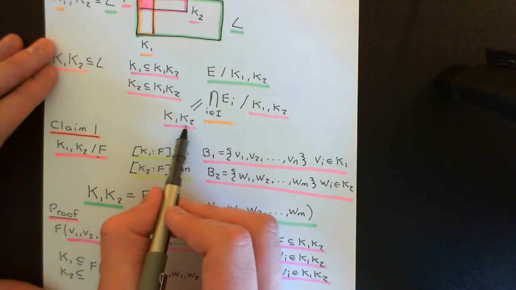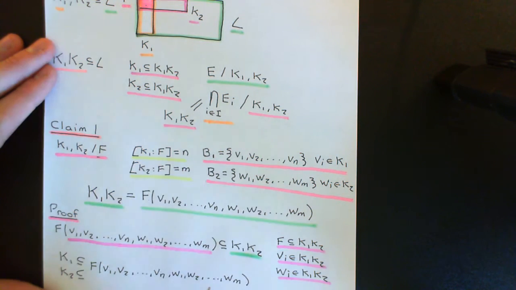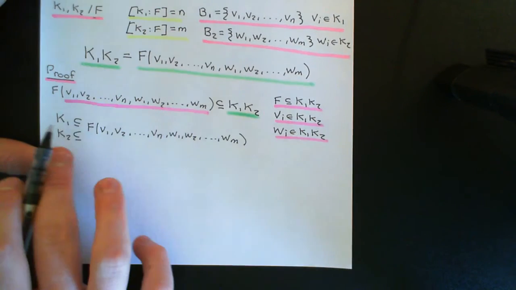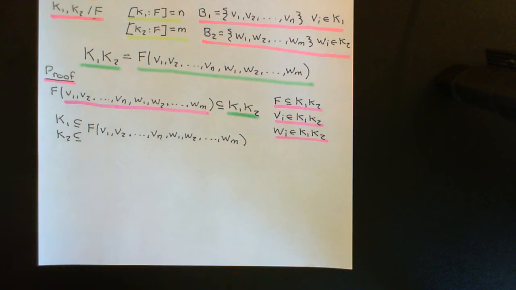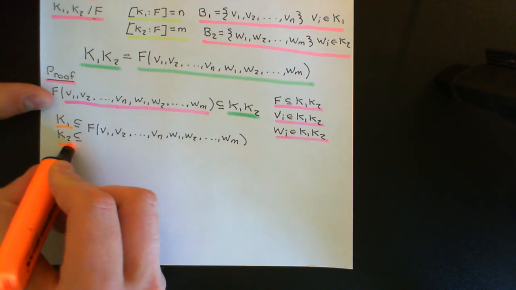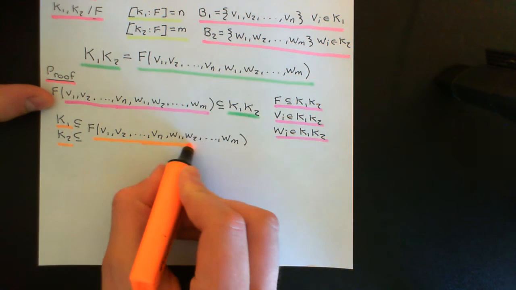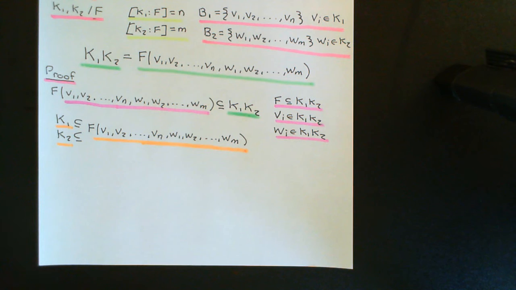So therefore the composite of K1 and K2 will be completely contained within this thing. Okay, so all I need to prove then is that K1 and K2 are completely contained within the field extension of F generated by v1, v2 all the way up to vn, and w1, w2 all the way up to wn. Okay, so how am I going to do this?